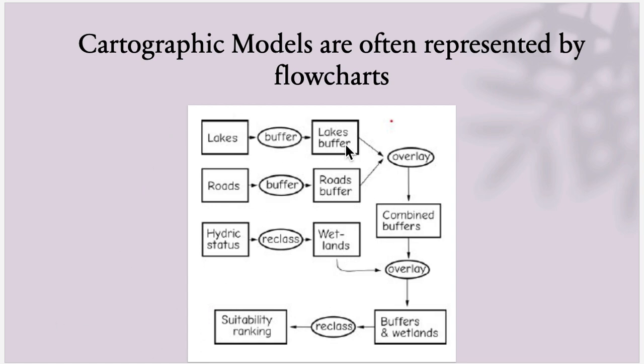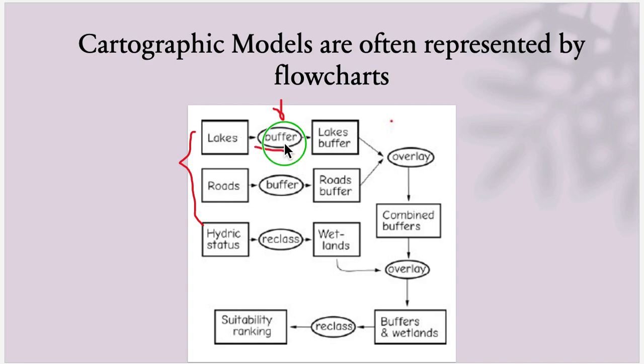This is an example of a flowchart, and a flowchart is a graphic representation of the spatial data and its operations and their sequence of use in a cartographic model. We can see here that we have three data layers we start off with, and these data layers are represented by rectangles. Our operations are represented by ellipses, and we can see that the order of operations is shown by arrows.